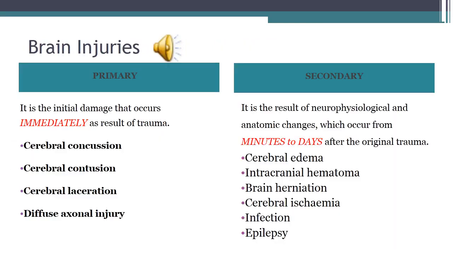Brain injury can be either primary or secondary. The primary injury is the initial damage that occurs immediately as a result of trauma. It can be in the form of concussion, contusions, laceration, or diffuse axonal injury, while secondary injury is the result of neurophysiological and anatomical changes which occur from minutes to days after the original trauma. It may be due to cerebral edema, intracranial hematoma, brain herniation, cerebral ischemia, infection, or epilepsy.